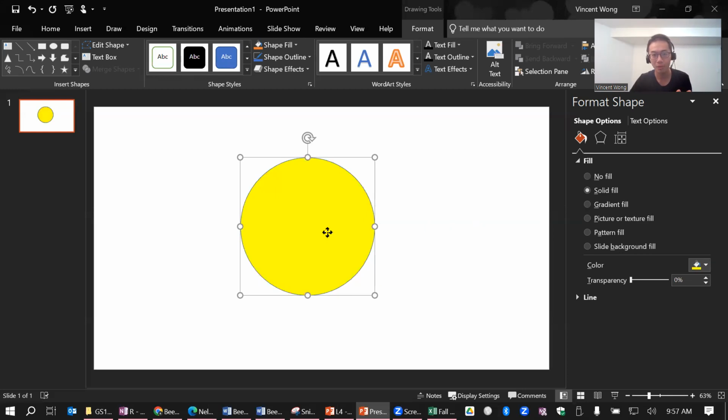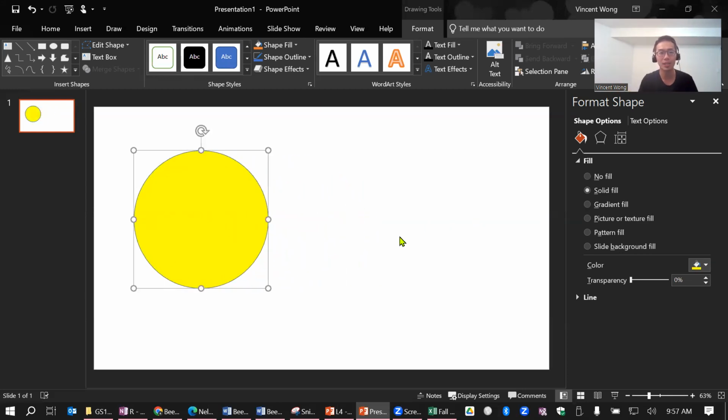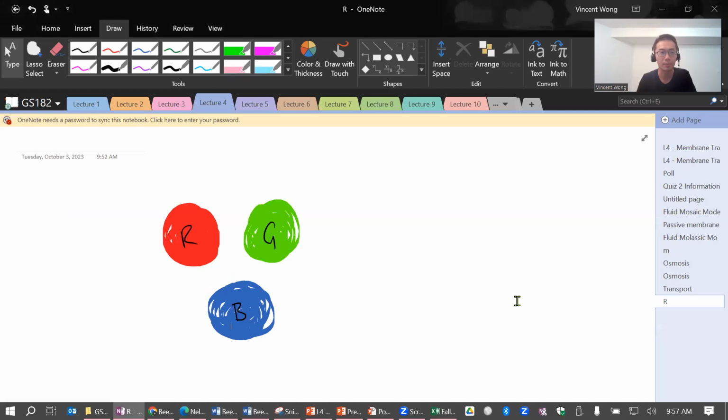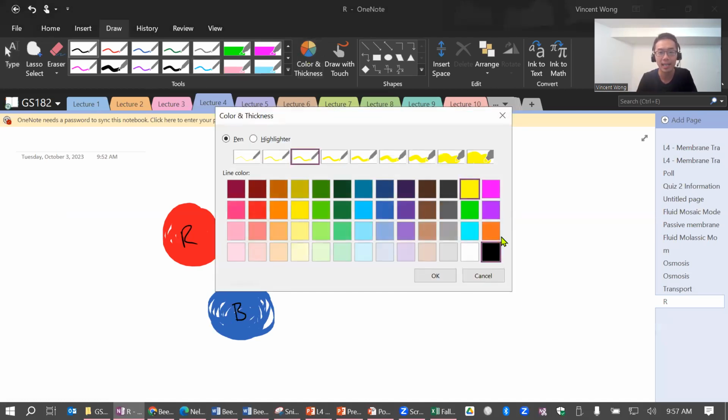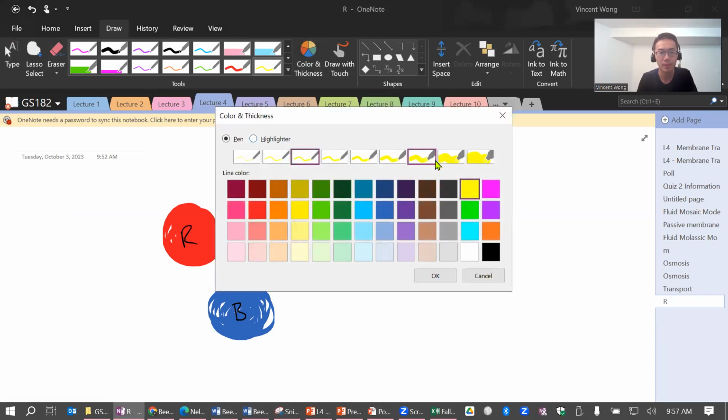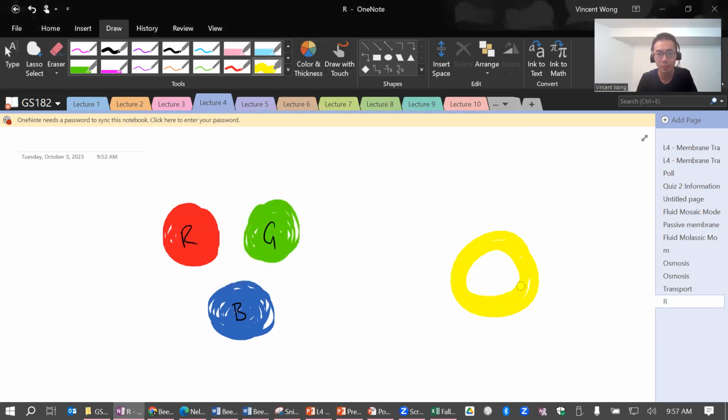Now that we know yellow is a combination of red and green, and white is all three colors, red, green, and blue together, when we shine light at a yellow object, maybe I should go back to here. When we shine light at a yellow object, give me a second. Yellow object.